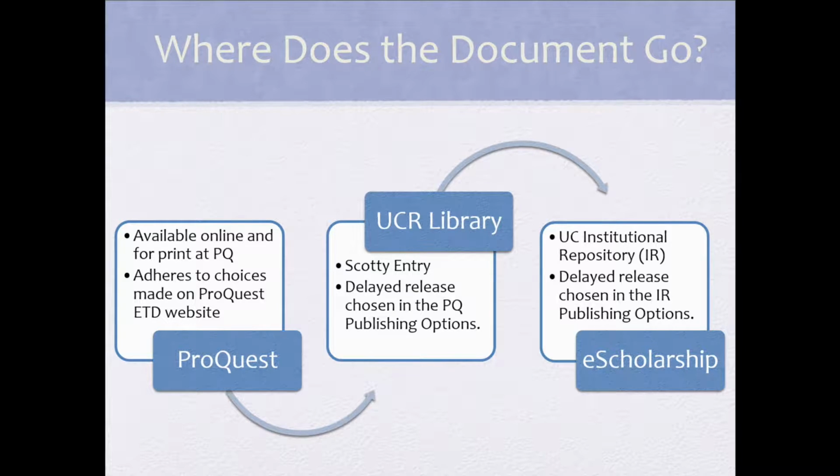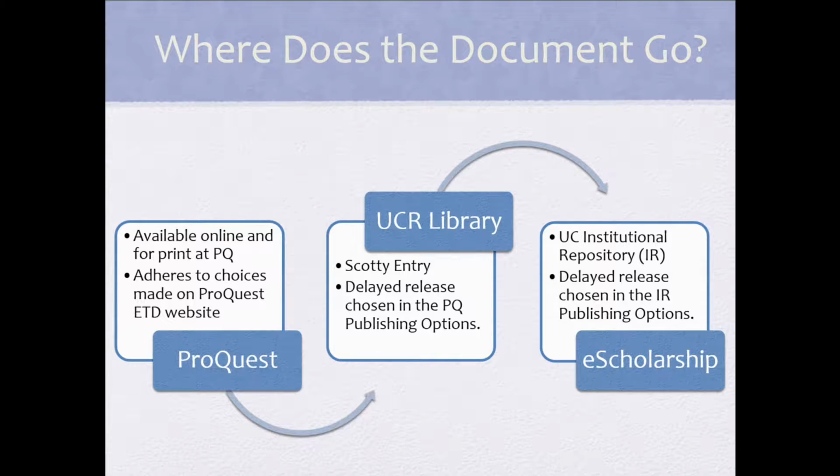Okay, before we get into actually submitting the document in ProQuest, I want to talk a little bit about where your document is actually going to go, because we're going to be making decisions about how we want the document to be treated in each of these places when we're uploading in ProQuest. So when you submit your document in ProQuest, it's going to 3 different places. It's going to the ProQuest database of theses and dissertations, as well as the UCR library. And lastly, it is going to eScholarship, which is the UC-wide institutional repository.